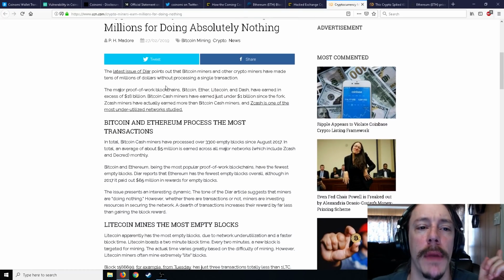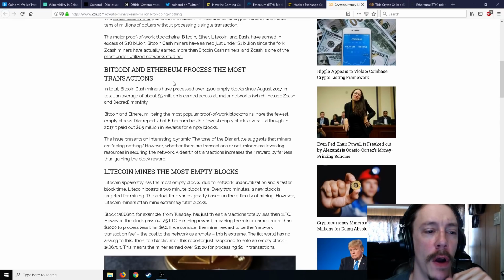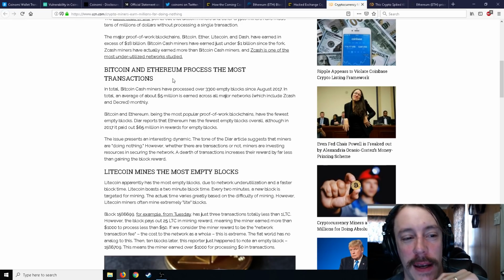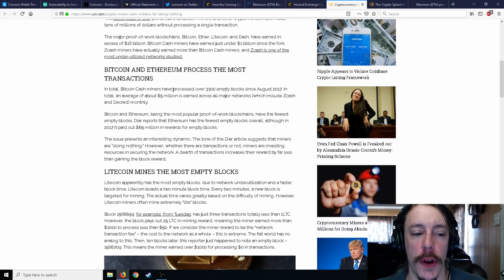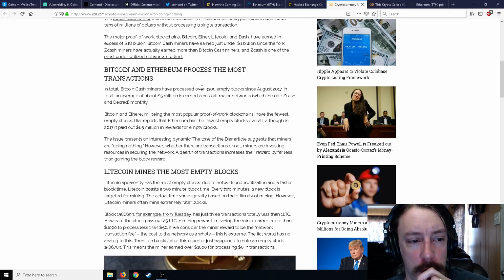Cryptocurrency miners are making millions for doing absolutely nothing. So this is kind of interesting because it talks about Litecoin, Bitcoin Cash, etc. With Bitcoin, usually there are full blocks or close to it. Rarely ever in Bitcoin are there empty blocks. It happens, but not particularly often. Bitcoin Cash miners have processed over 3,300 empty blocks since August 2017.